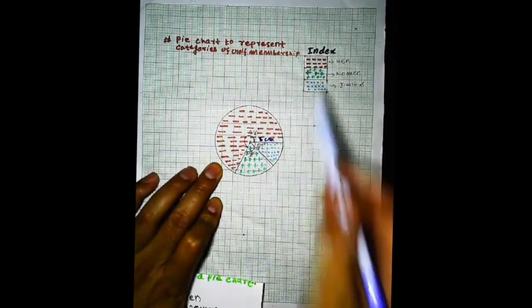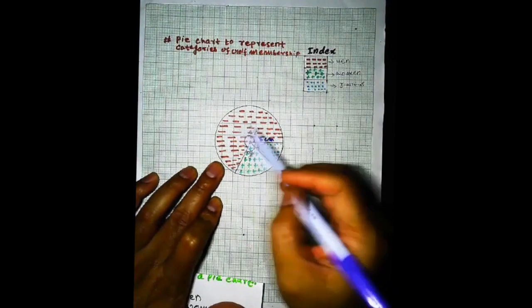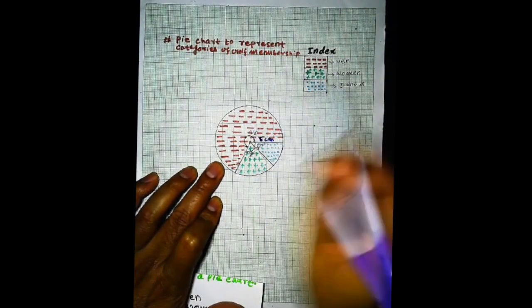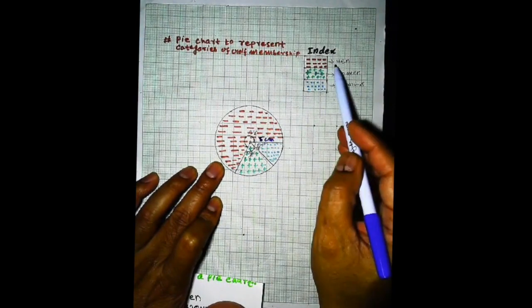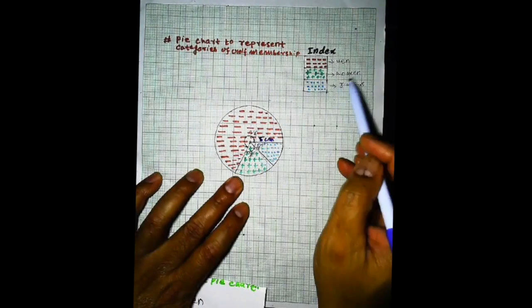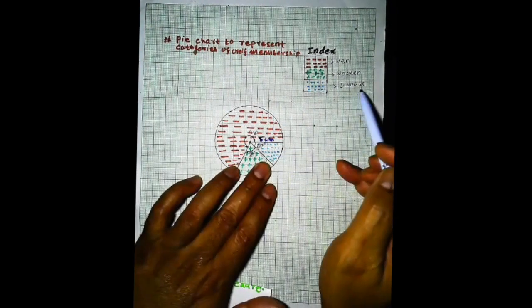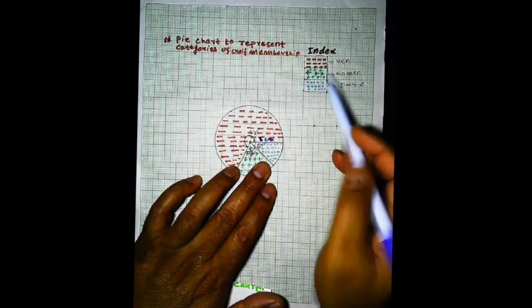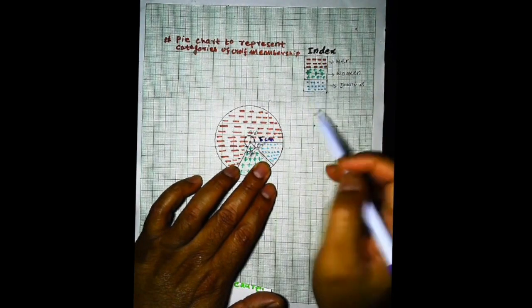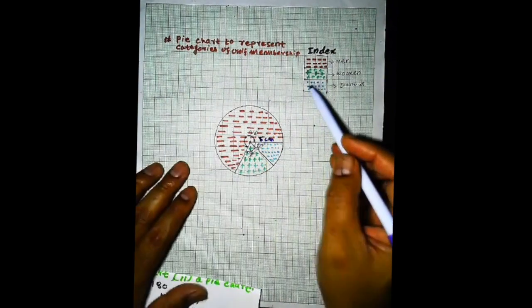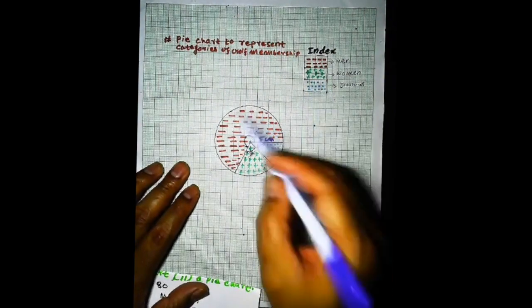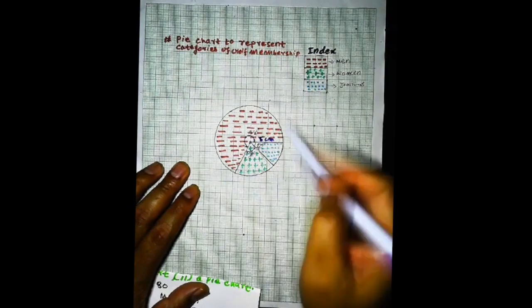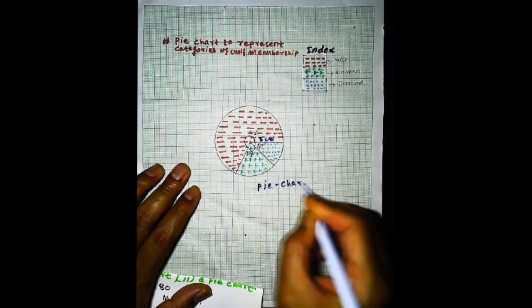And the most important thing here is that we have to write that this sign is used for men, another sign, the plus sign, is for women, and the dot sign is for juniors. This is called the index. It is compulsory to write the index, especially when you are representing the data by a pie chart. So this is called a pie chart.